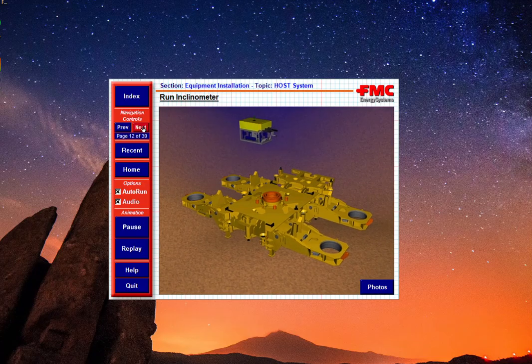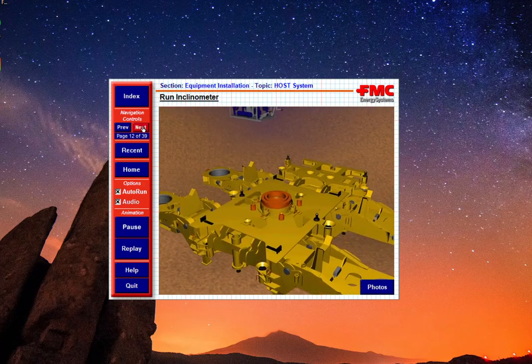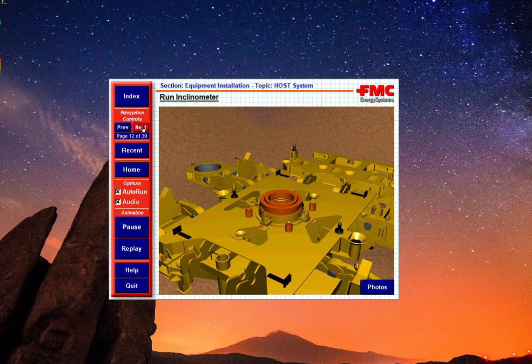Once the PLP is installed, the host must be checked for level before the manifold assembly and drilling guide bases are installed. An inclinometer is lowered on a guide wire and landed on the host in a predetermined area to measure the exact level of the assembly. What you'll see is that there are some orange, call it screws here, where you can adjust the inclination of the template.